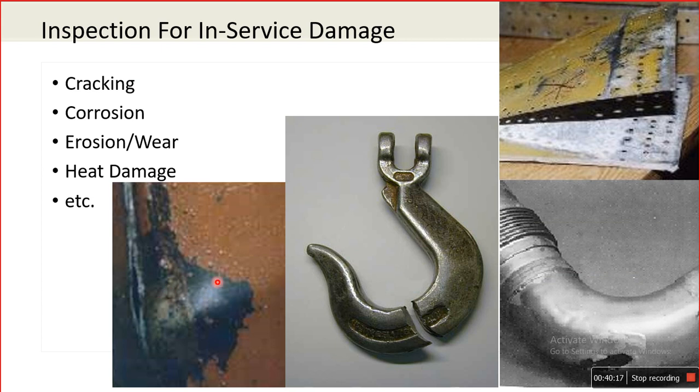This is erosion or wear, we can say. This is cracking. This is corrosion, and this image shows heat damage. So in any type of mechanical condition, we can check the component with the help of NDT methods.